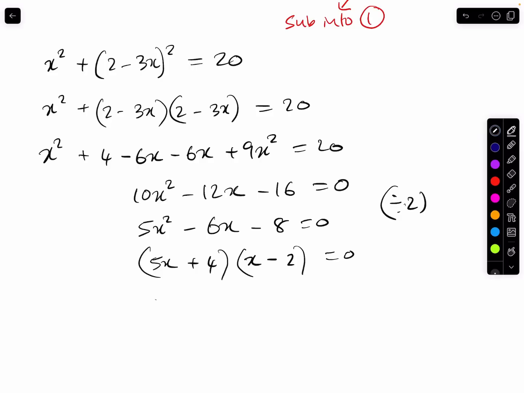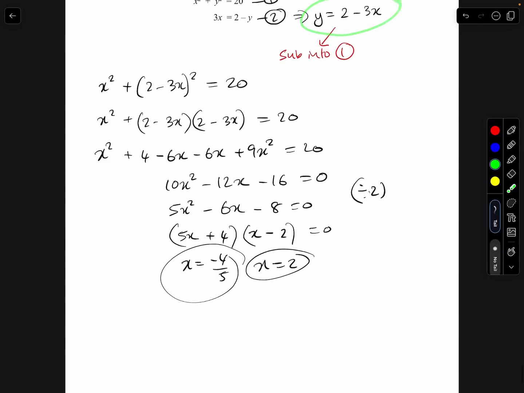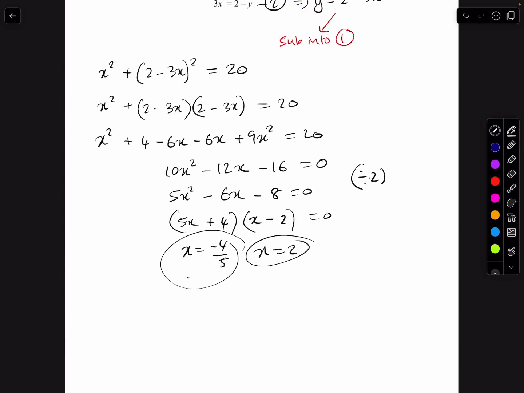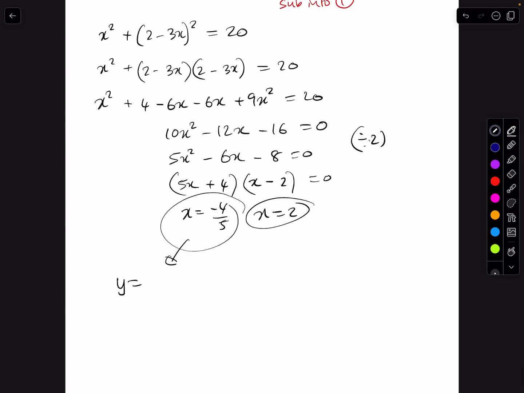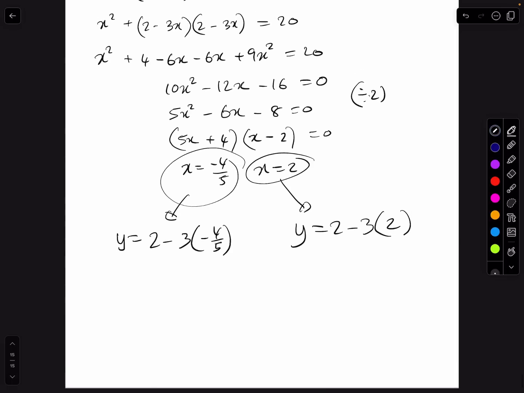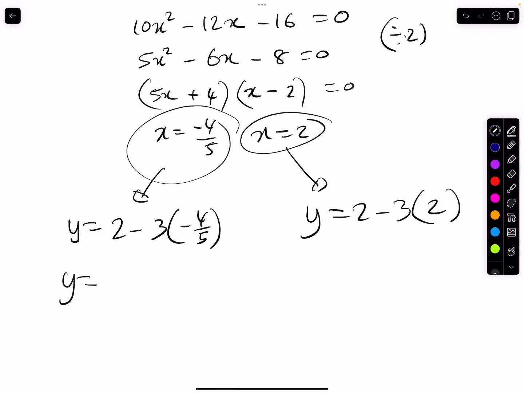So I have x is equal to minus 4 over 5 and x is equal to 2, and they are my solutions for x, but I do need to find y. So to find y, I'm going to plug it into this version. So y is equal to, what is it, 2 minus 3x. So 2 minus 3 bracket there, and then on this one it's going to be 2 minus 3 bracket 2. Remember, you've got a calculator, so you can put these into your calculator. You don't have to worry about making stuff the same and whatnot.